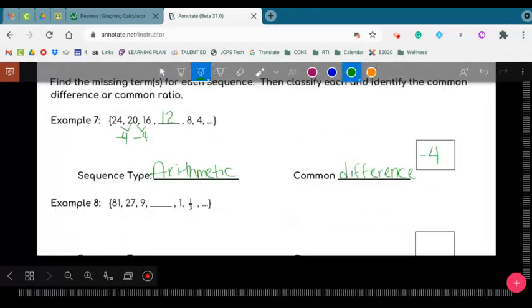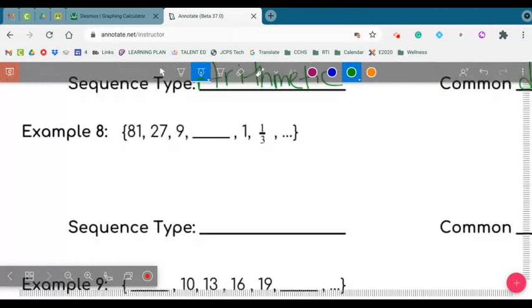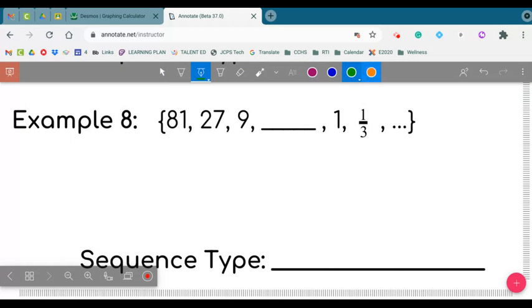If you guys need to pause this because I'm going too fast, that is more than okay. So I go from 81 to 27 to 9, and then I have to find what the next term is, and then 1 to 1/3. So I'm clearly going down by more than the same amount each time. I'm not going down by the same amount each time. But I have to think, okay, if I'm going down, that means I'm multiplying by a fraction. So what am I dividing by?